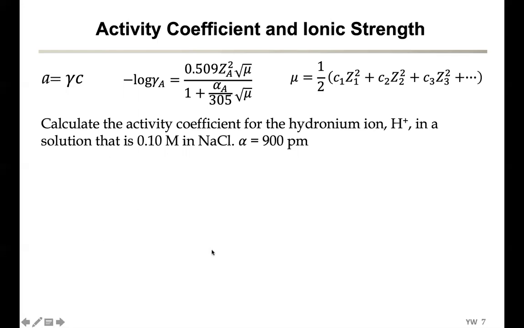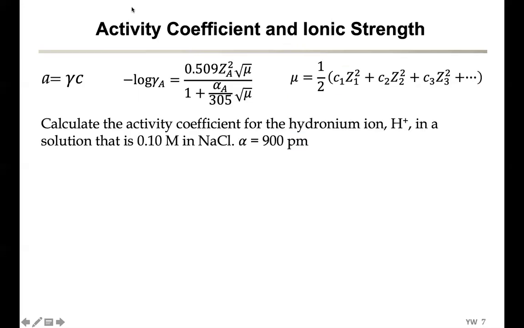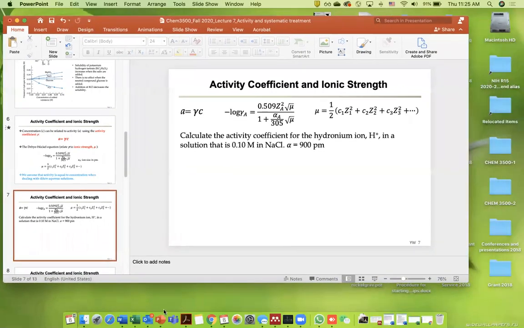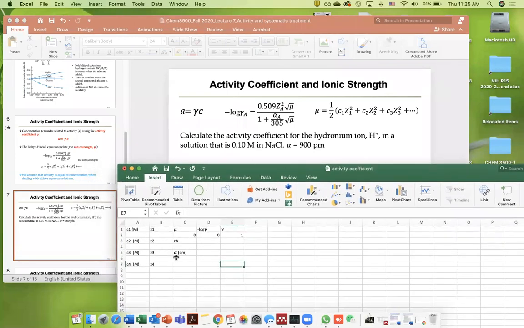Okay, so we're going to use these formulas here to do a practice calculation. What is the activity coefficient for hydronium ion in a solution that is 0.1 molarity in sodium chloride? And the size of the hydronium ion is 900 picometer. I'm going to use Excel to do this, okay? But you can always use a calculator if you prefer.